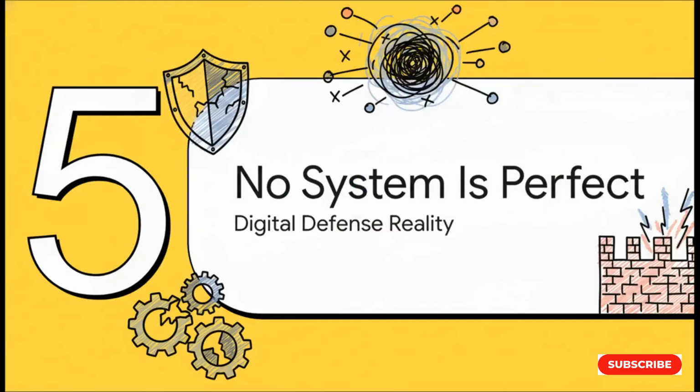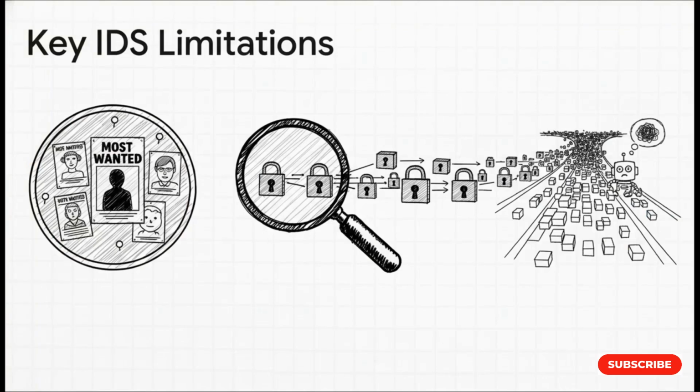Now, after hearing all that, you might be thinking, an IDS is the silver bullet for security. But, and this is a big but, the reality is always a little more complicated. No single system is ever perfect. And here's why you can't just set one up and forget it. For starters, that signature-based detection we talked about needs to be updated constantly. If it's not, it's totally blind to new attacks.